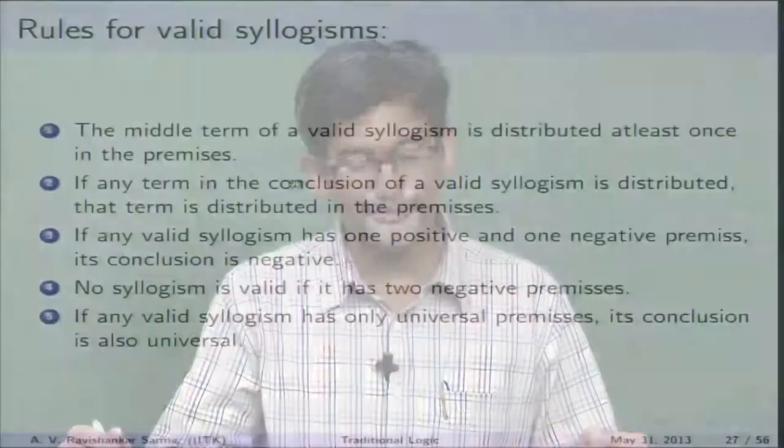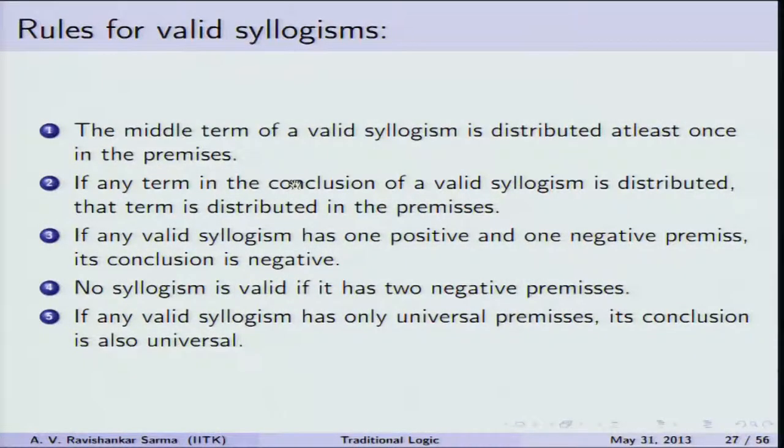Now the second rule says that if any term in the conclusion of a valid syllogism is distributed, that term has to be distributed in the premises. That means nothing is distributed in the conclusion which is not distributed earlier in the premises.